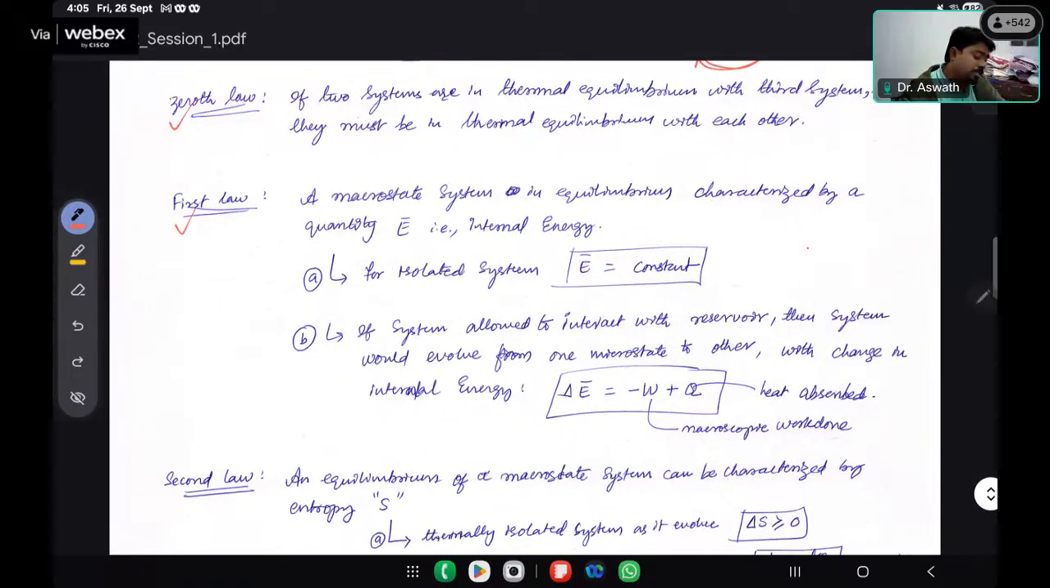And the first law says, if there is a macroscopic system that is a collection of many systems, and they are in equilibrium characterized by a quantity, internal energy, then if it is isolated, the overall energy is going to remain the same.